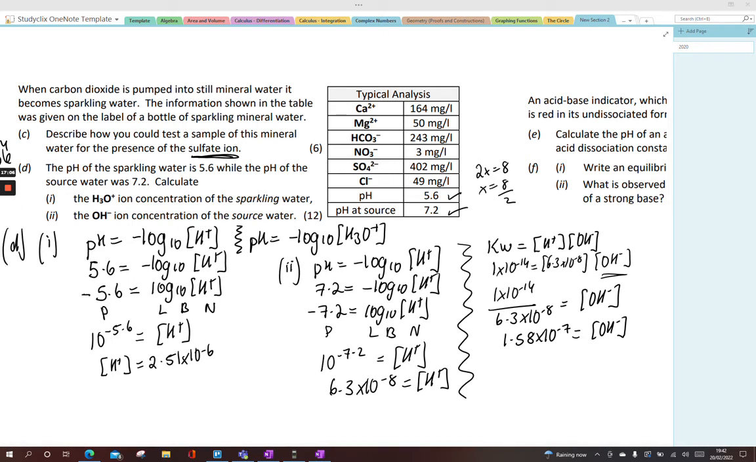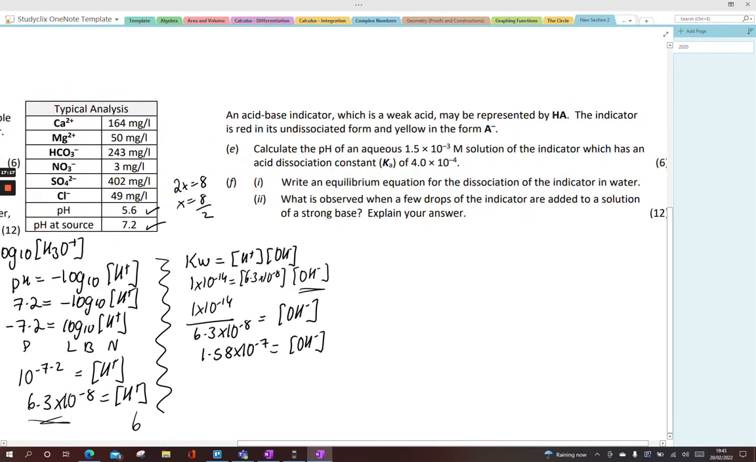Now that is tough. Call a spade a spade, that's a difficult question. But if you split it up, 6 marks for the first one, I'd say 6 for the second. You probably got 3 for this here, only guessing.